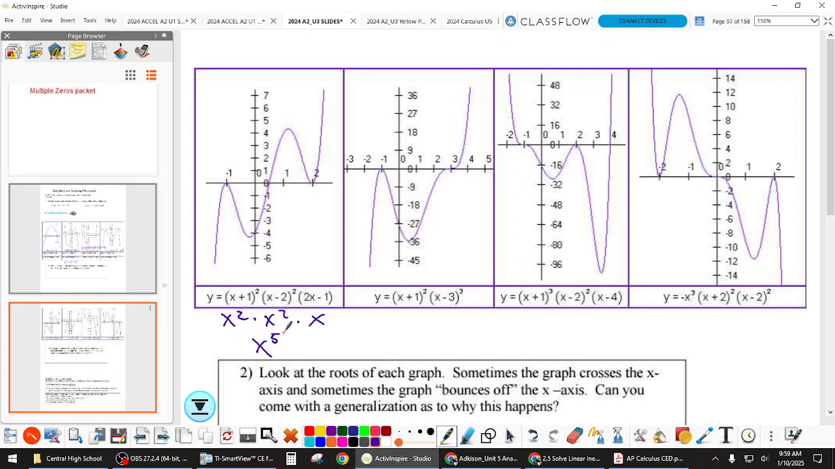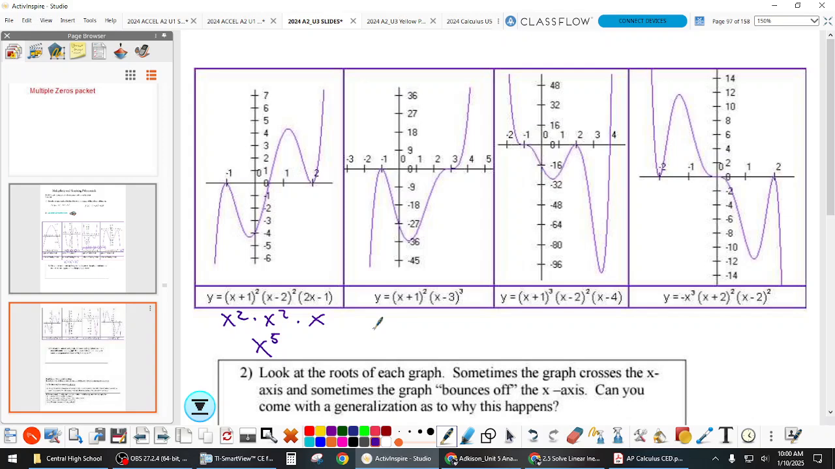Does this match what we think of a 5th degree with a positive lead coefficient? Yeah, right? All right, here's our first curvy kind of cubic pass through. Notice the factor there has a multiplicity of 3. And then that makes it kind of pause at that 3 before it heads on up.